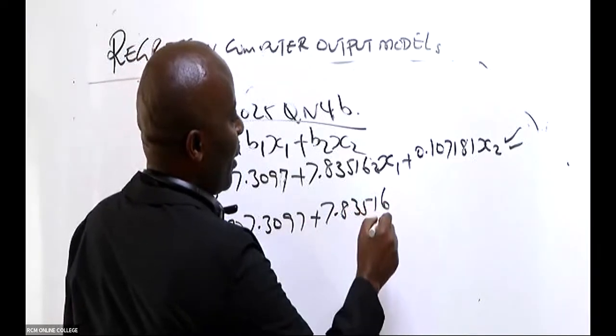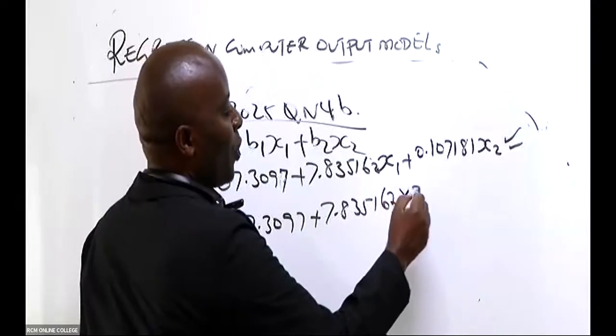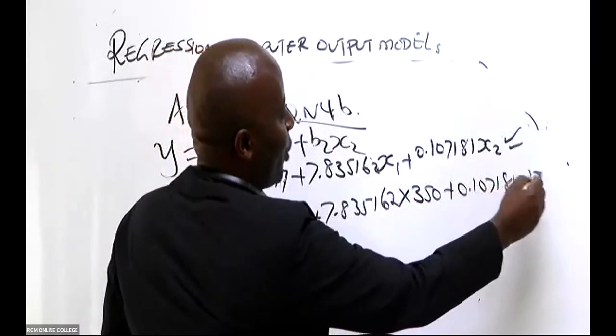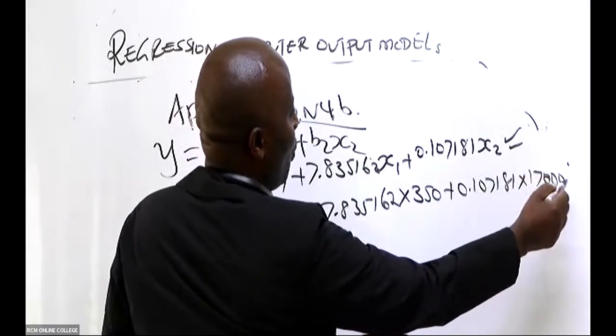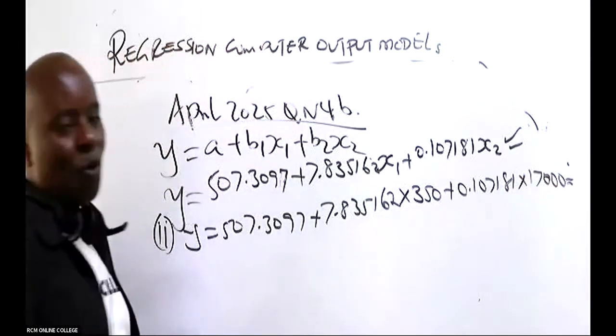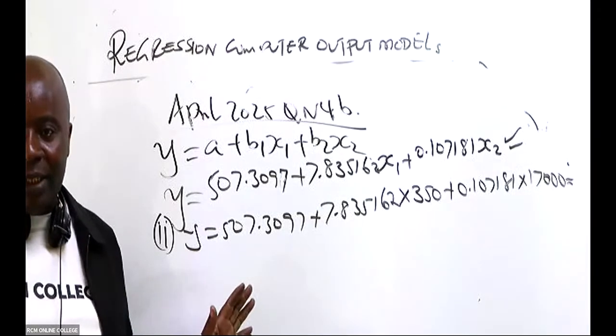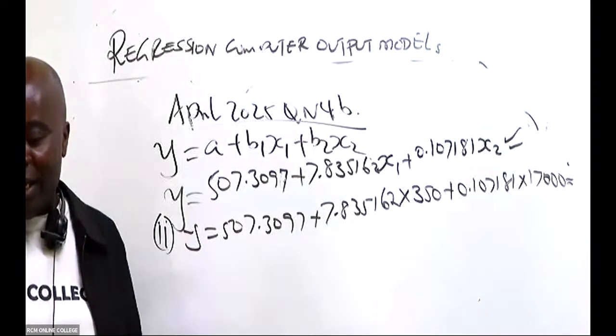So Roman 2, we have our Y will be 507.3097 plus 7.83516 times X1, which is 350, plus 0.107181 times X2, which is 17,000. You have your mark, 1 mark or 2 marks. Quite an ugly figure. Please give it to me if you can.